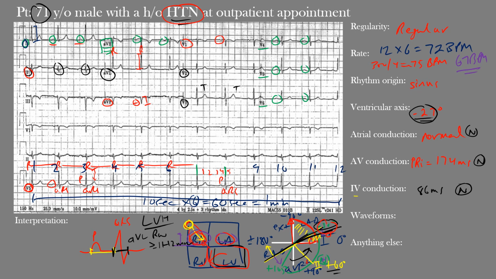And what I'll put in this case is minimal voltage LVH, or left ventricular hypertrophy criteria, possibly met. And then is it a normal variant or not? Possibly, because we don't have that non-voltage criteria to support it or any other evidence or history from this patient. So is there anything else we're missing here? Well, not that I can see.